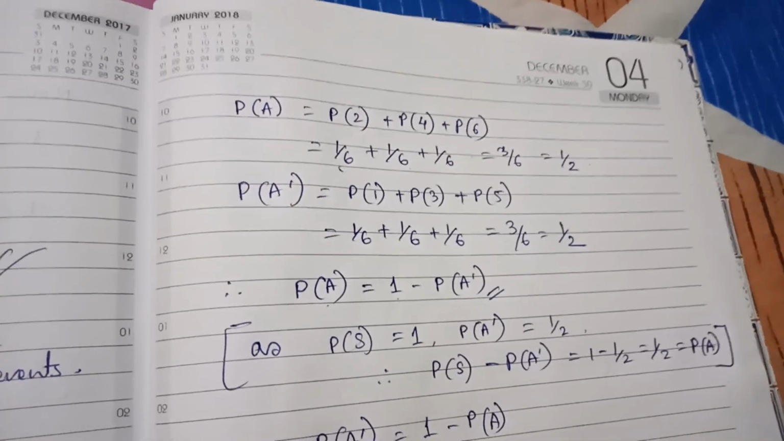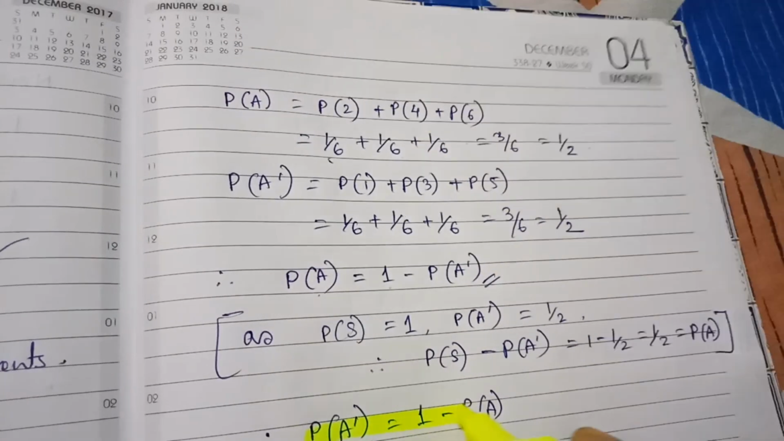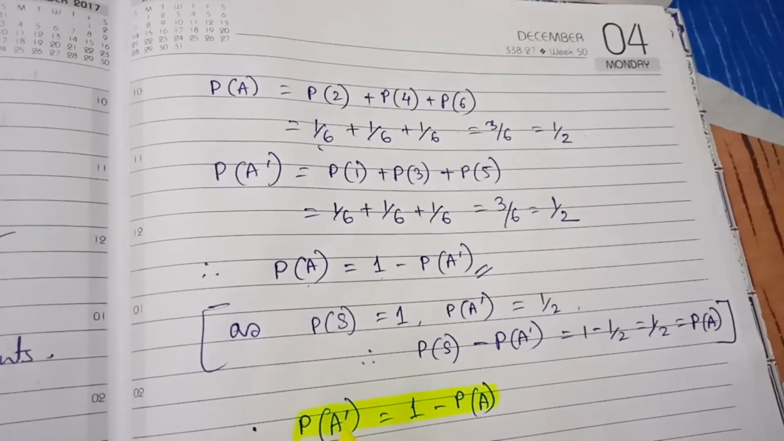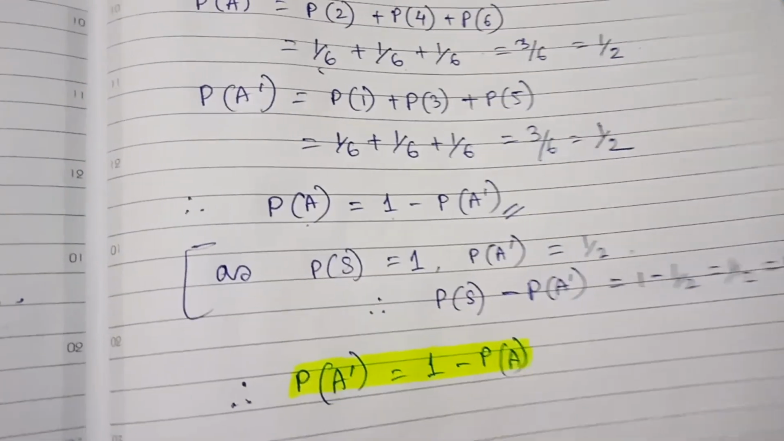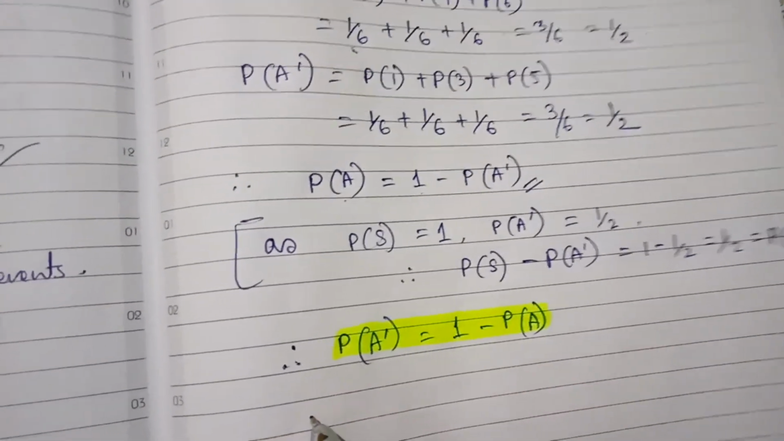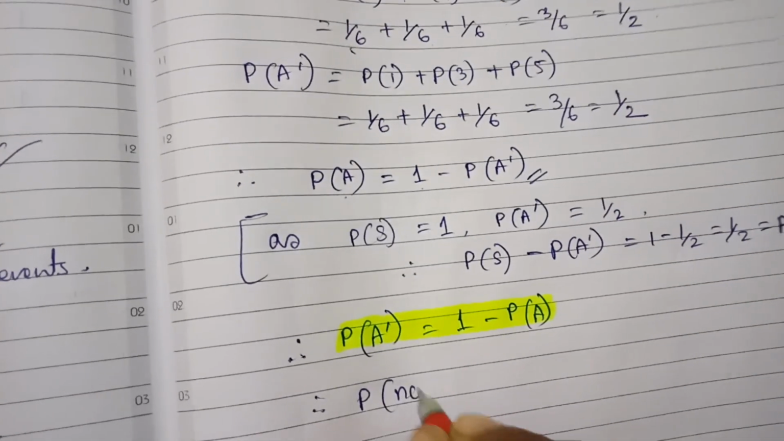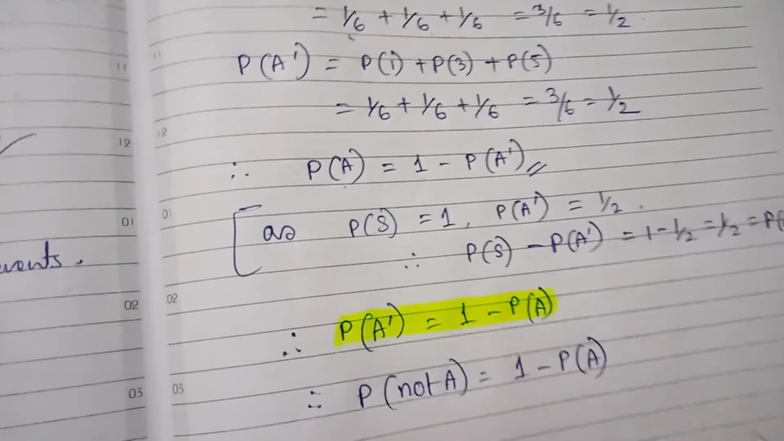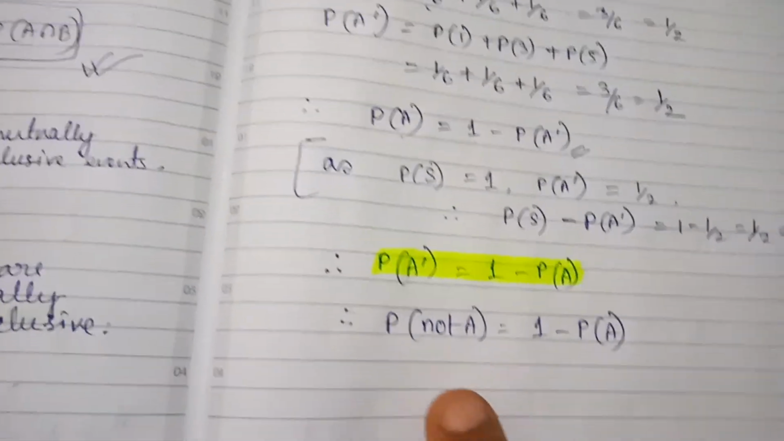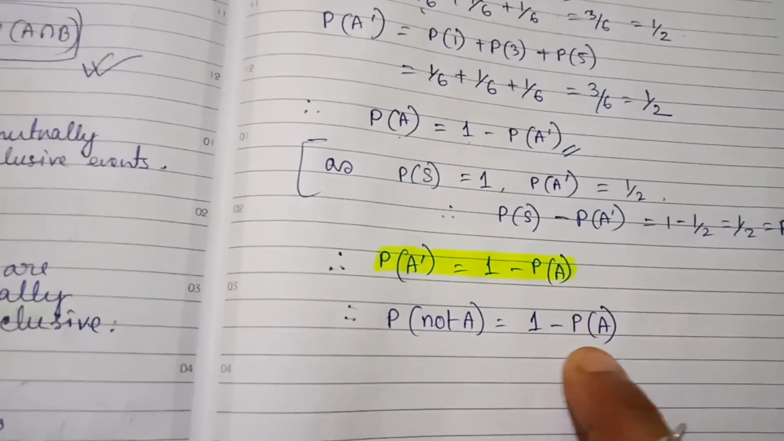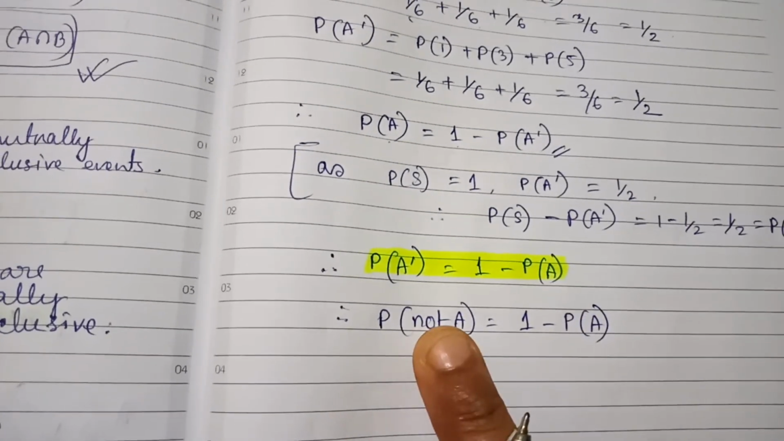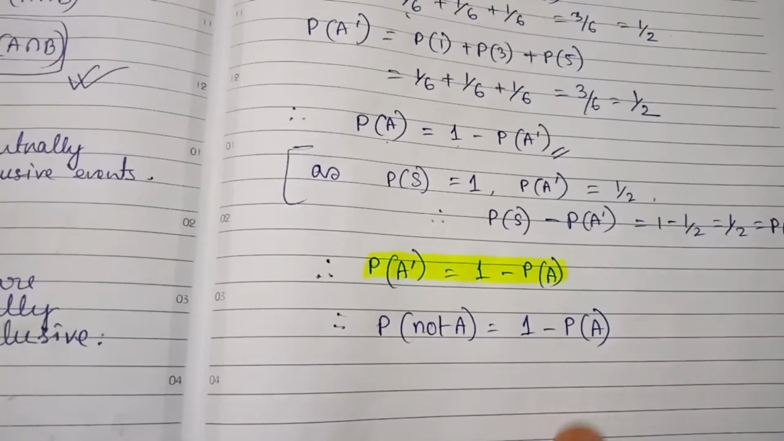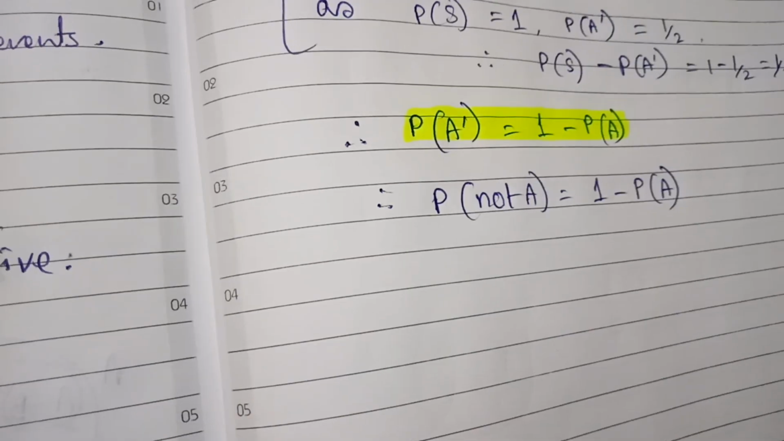Now this is one very important statement, that P of A prime is equals to 1 minus P of A. That means you can write down P of not A equals to 1 minus P of A. So from this relation, if any one of these two is known, the other one can be found very easily.